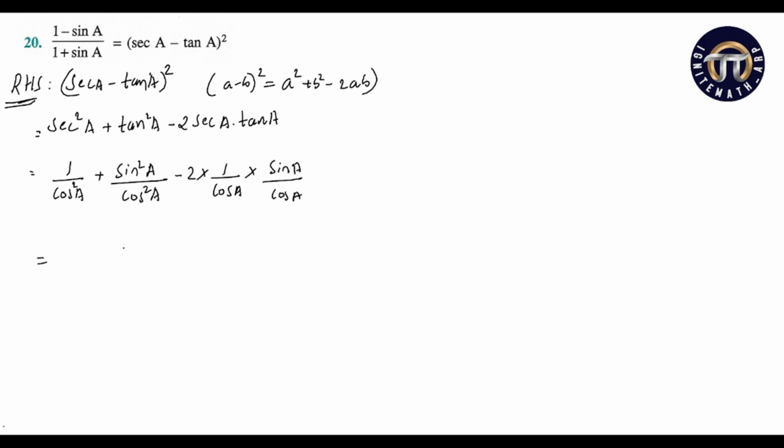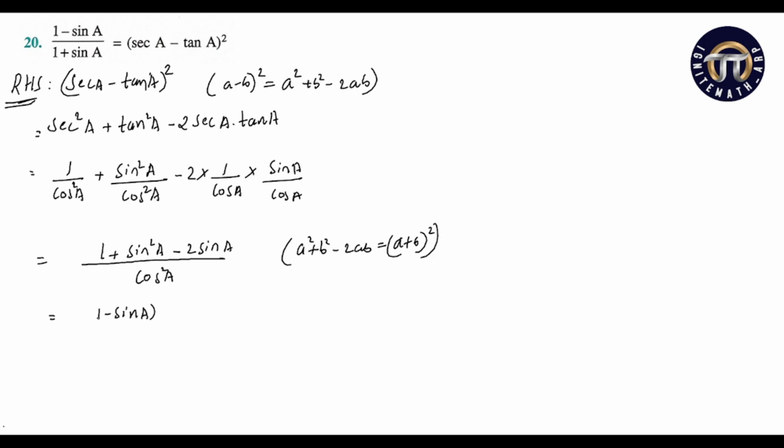So if I take the LCM, cos square is there everywhere, so I can take cos square A as the LCM. So this becomes 1 plus sin square A minus 2 sin A. Okay, so now this looks like a square plus b square minus 2ab, which is equal to a minus b the whole square. Clear? So I can write this as 1 minus sin A the whole square divided by cos square A. I hope this is clear, children.